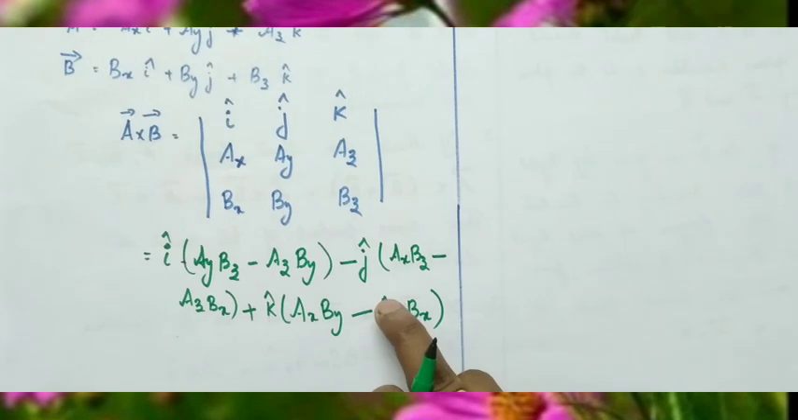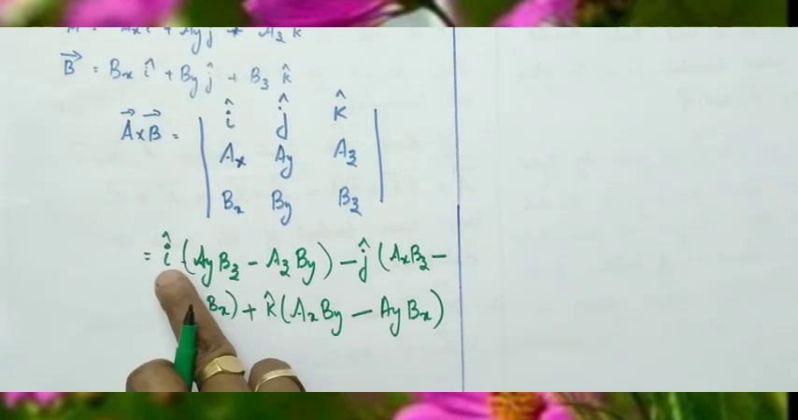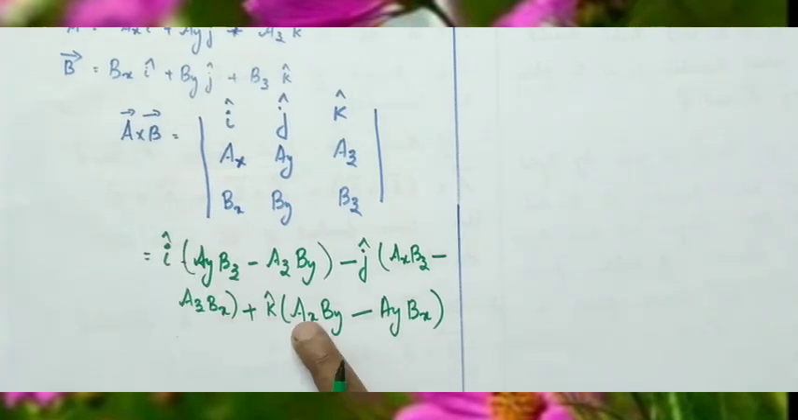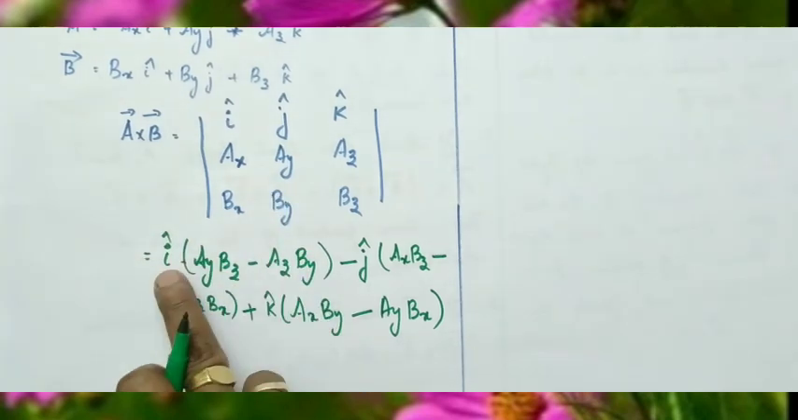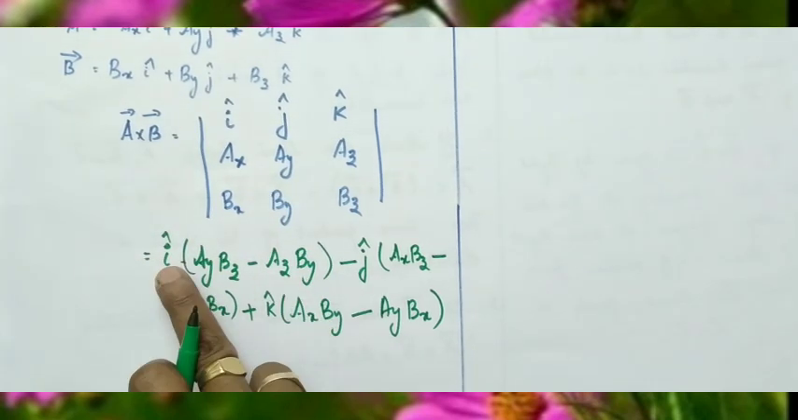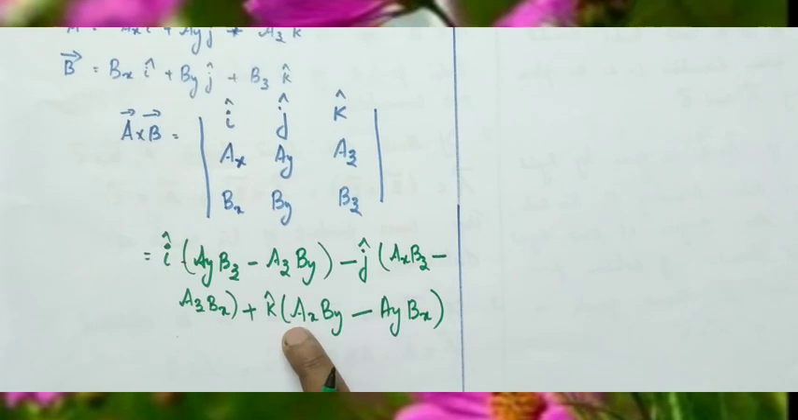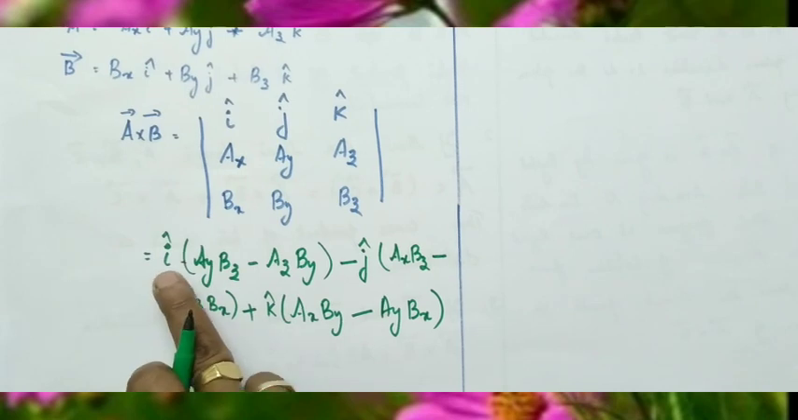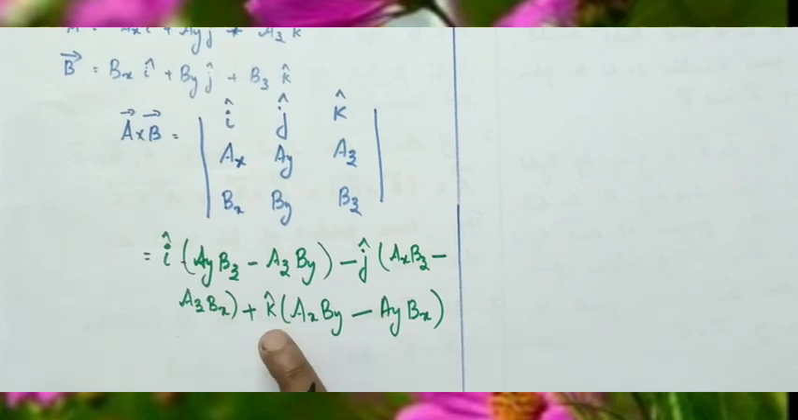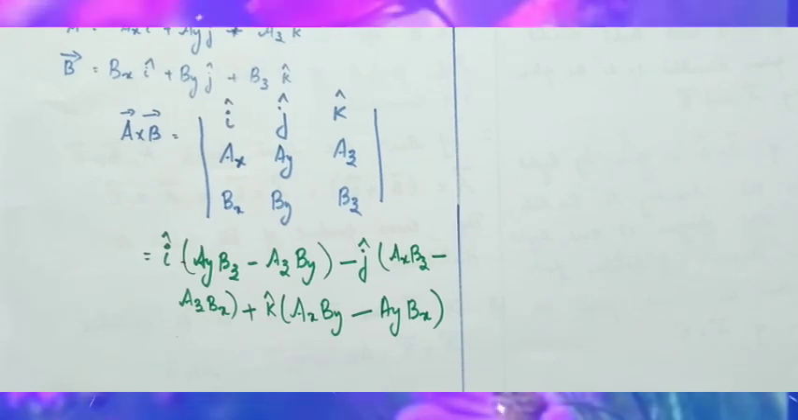Okay, so if you find the product, the final product has i cap, j cap and k cap, isn't it? After multiplication, the final value has i cap, j cap and k cap. That means the cross product, or the vector product, of two vectors is purely a vector. That shows that the cross product of two vectors is a vector. Okay, children.